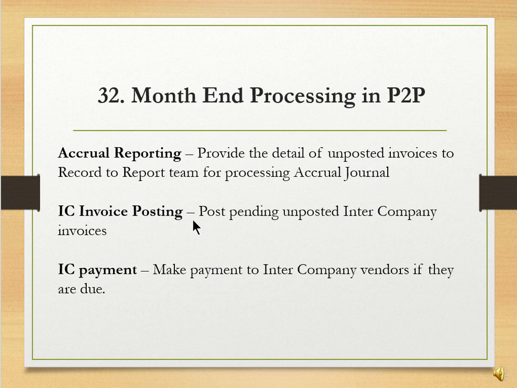Then IC invoice posting: post pending unposted intercompany invoices during the month end close before the books close. And then intercompany payment: make all payments to intercompany vendors if they are due before the month end close. These are the critical tasks that the P2P team does during the month end close time.